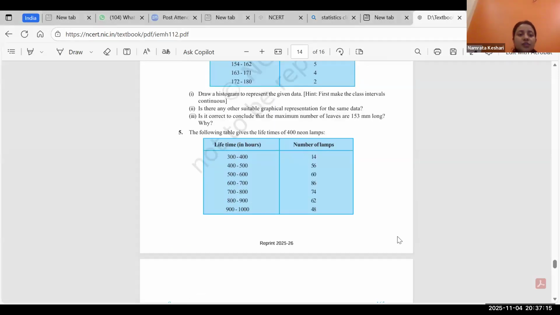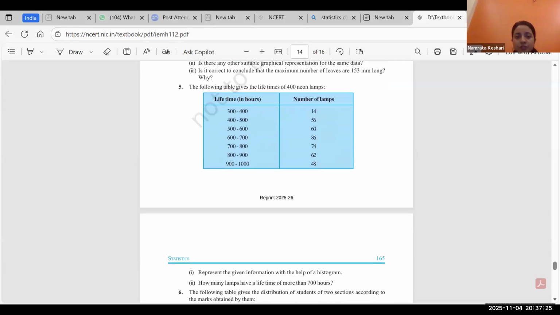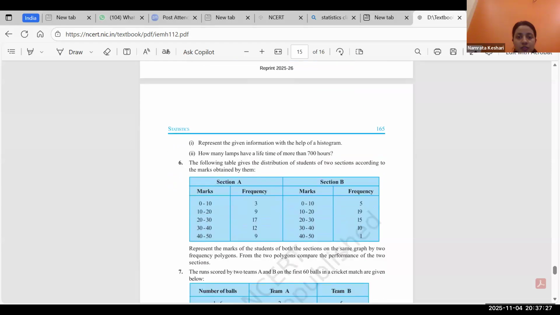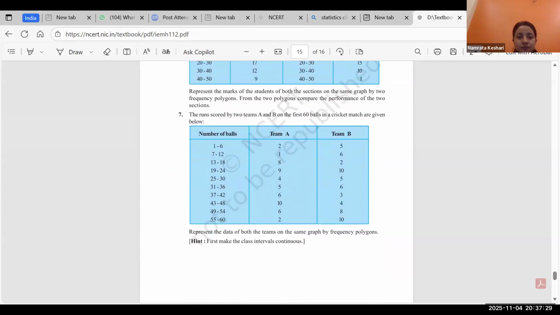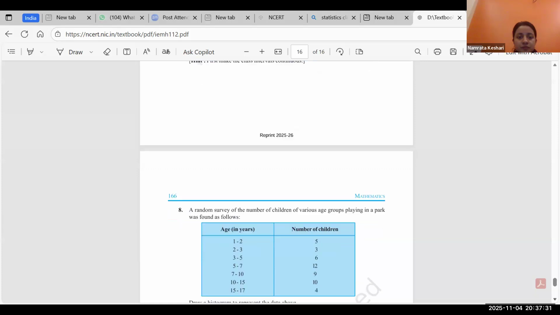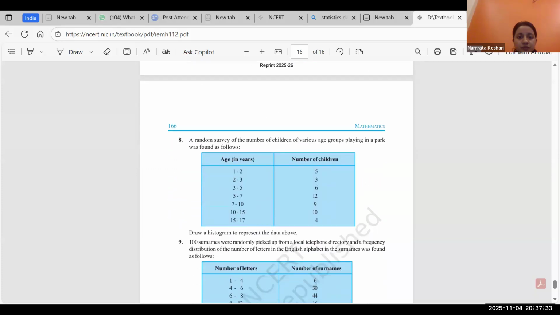See this question number 5. Okay, we have to draw a histogram over here. So let's do this one, or after doing this one, we'll also take just a moment. Better we'll take this data.